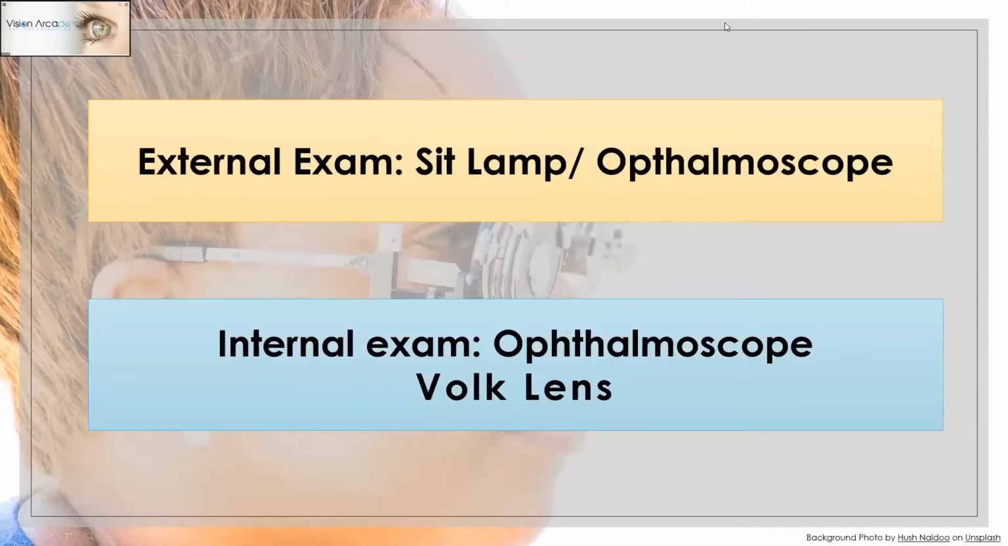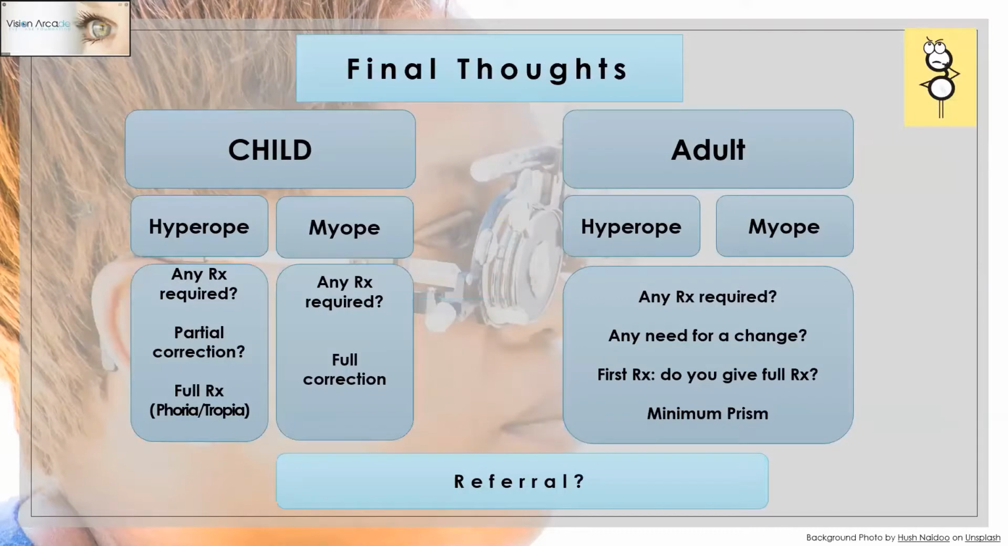So once done with that, we'll go to external examination, slit lamp. Some people could do this first. Whichever way you choose, it's fine. Do it at the beginning or at the end, it doesn't matter. So whether you use a slit lamp or pen light, well, best practice is slit lamp or ophthalmoscope, slit lamp, and then with the Volk lens for internal examination. So we'll come to the final thoughts.